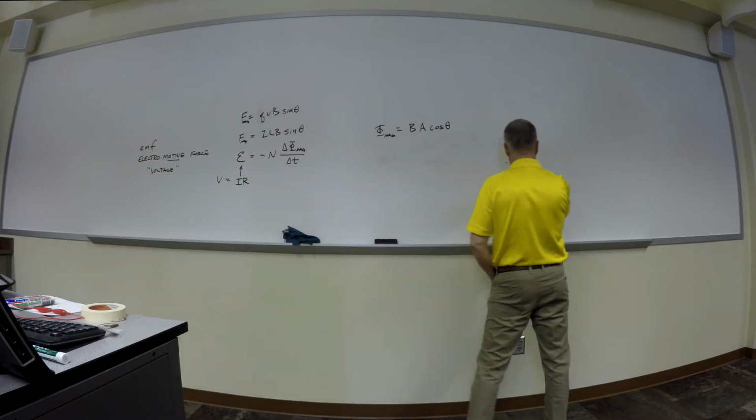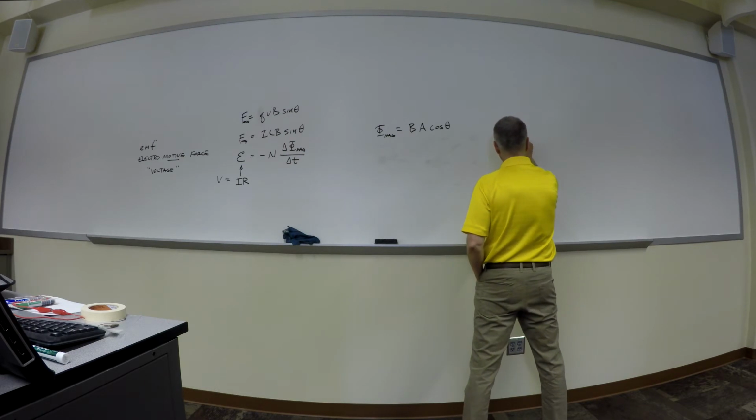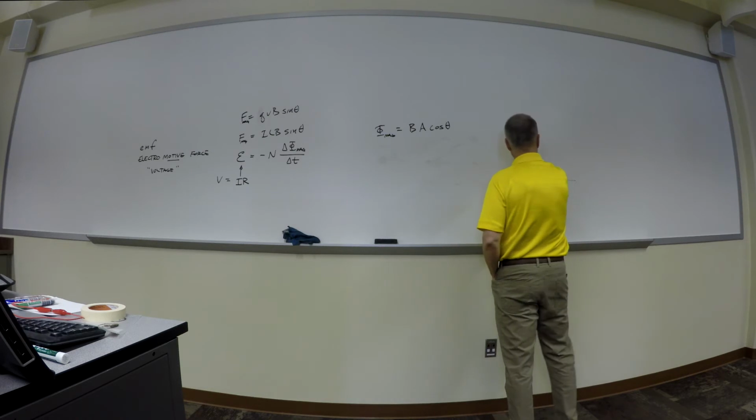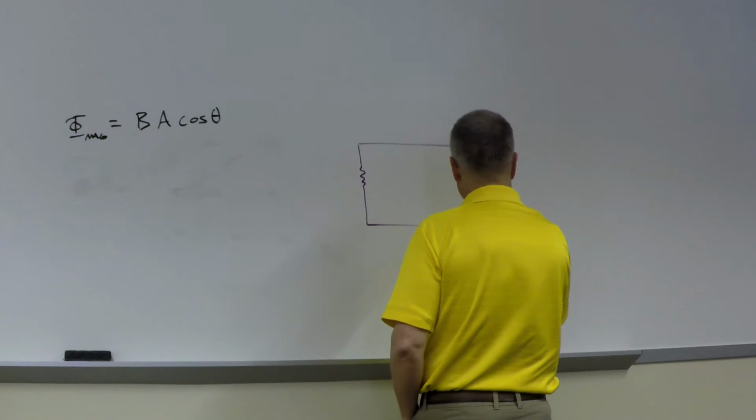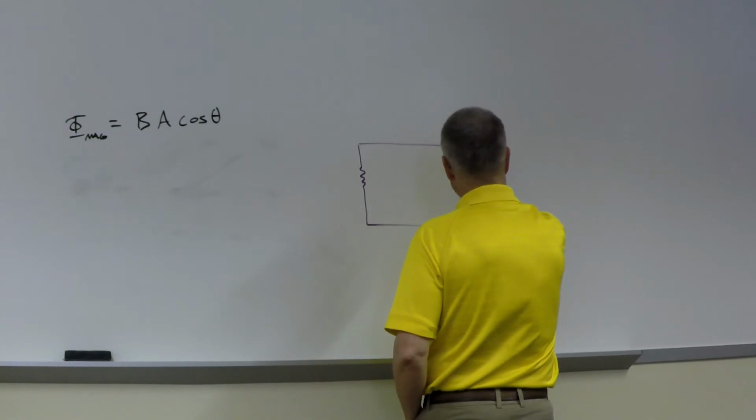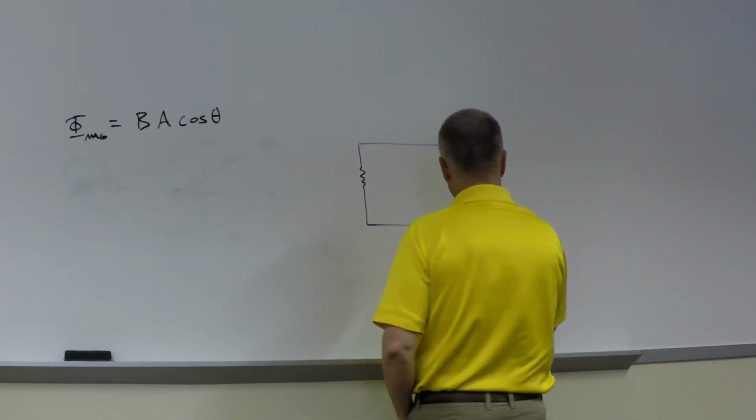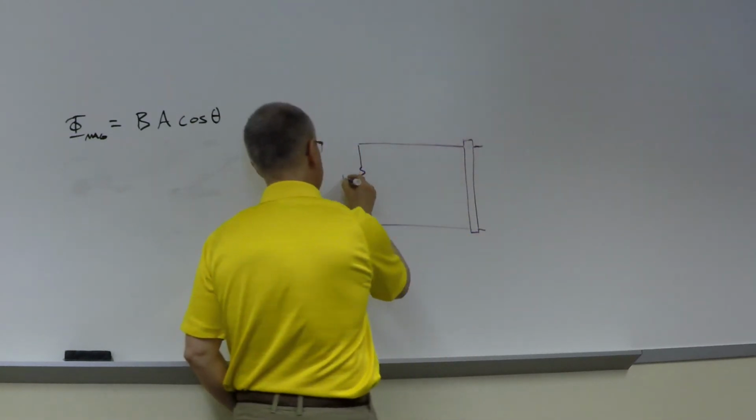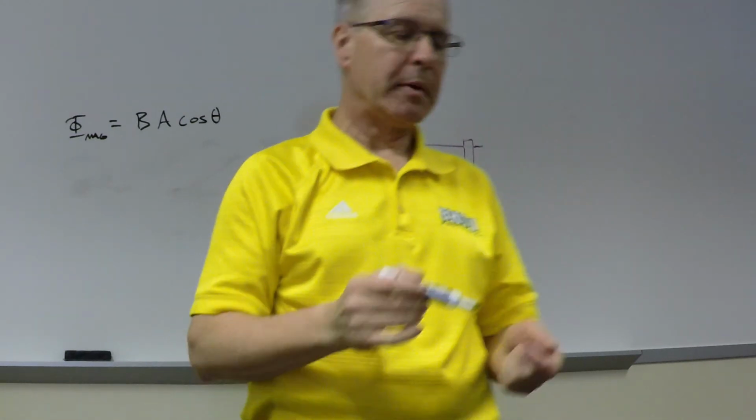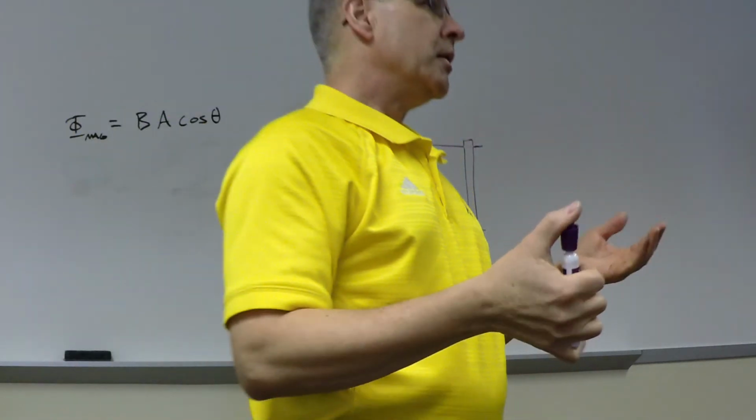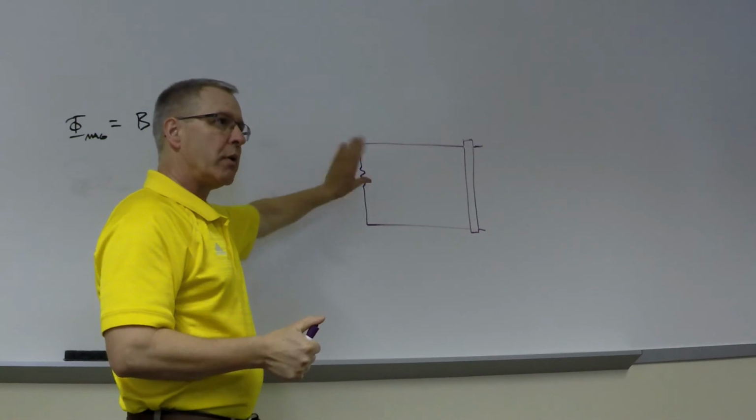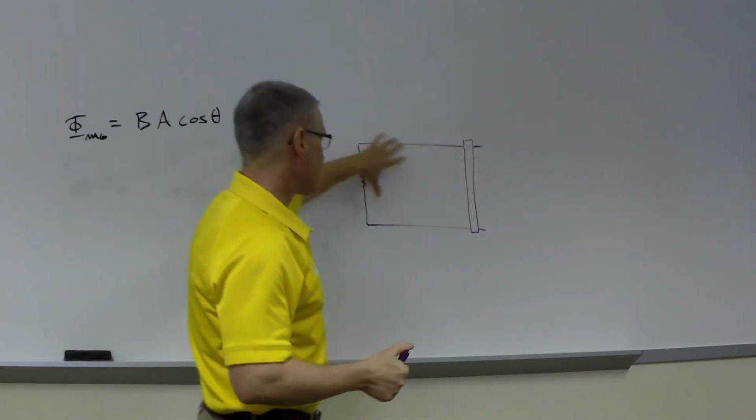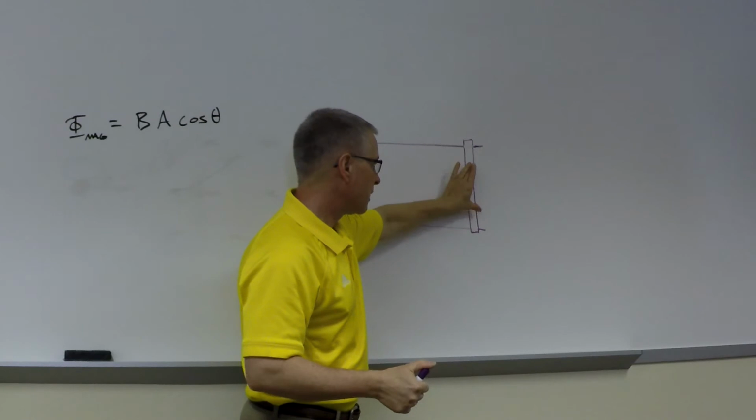Let's try this one. So I've got this set up. Here's a little resistor here just to let me see if I've got current or not. So maybe a little light bulb goes on if I have current, or something measures it there. Maybe that's a galvanometer or something like that. So I can see what I've got. Here's some conducting wires. Here's a conducting bar.